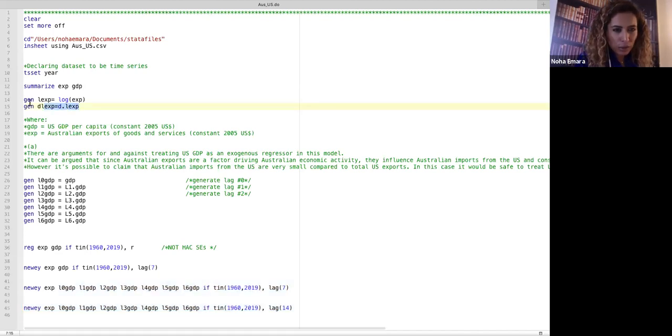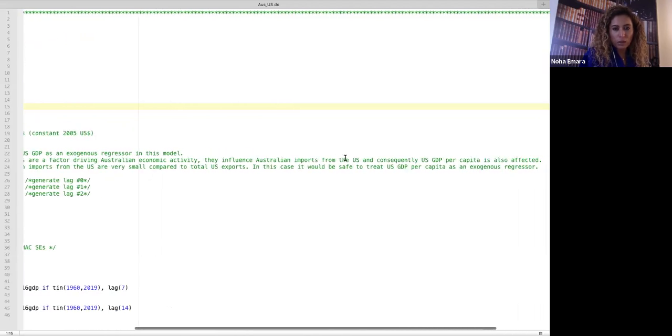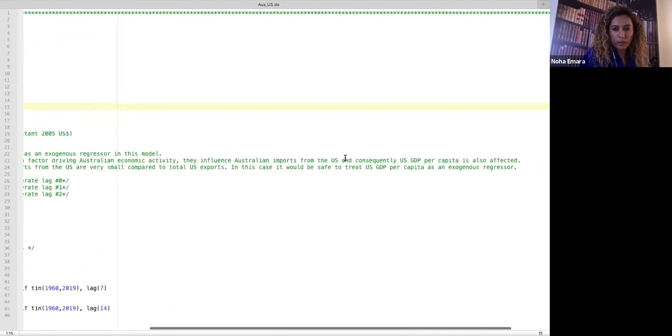And I actually don't need this step. I was creating something extra here. In point A, I was saying that there are arguments for and against treating US GDP as an exogenous regressor in this model, okay? You can read these two points. Since Australian exports are affected by driving economic activity, they influence Australian imports from the US, and consequently US GDP is also affected.